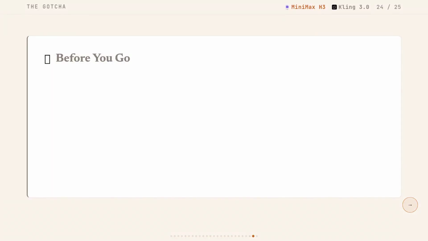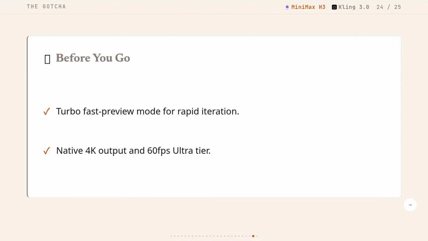One thing the docs don't spell out, Kling 3.0's 60 FPS ultra tier and native 4K output are separate from the standard Pro mode, and if you're not specifically selecting that tier in the API, you won't get 4K by default. So a lot of users are paying Pro rates and still generating at lower resolution because the tier selection isn't obvious in the interface.